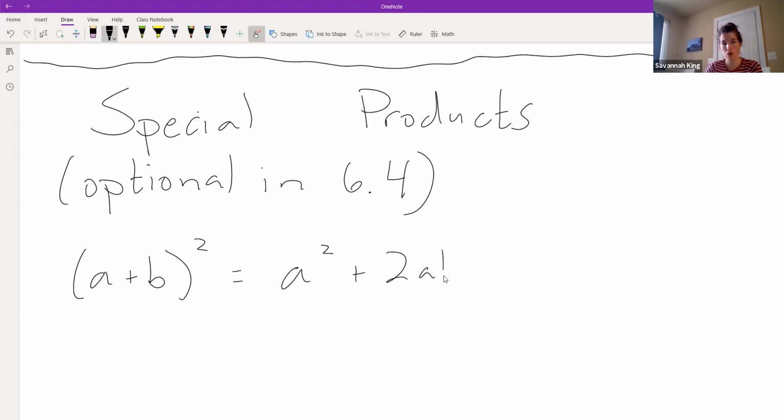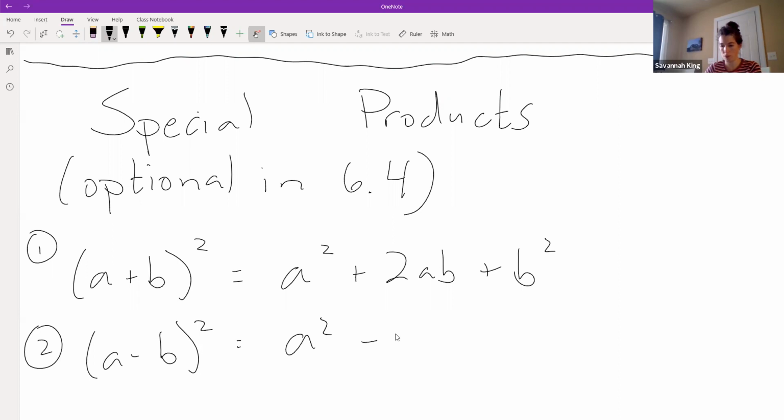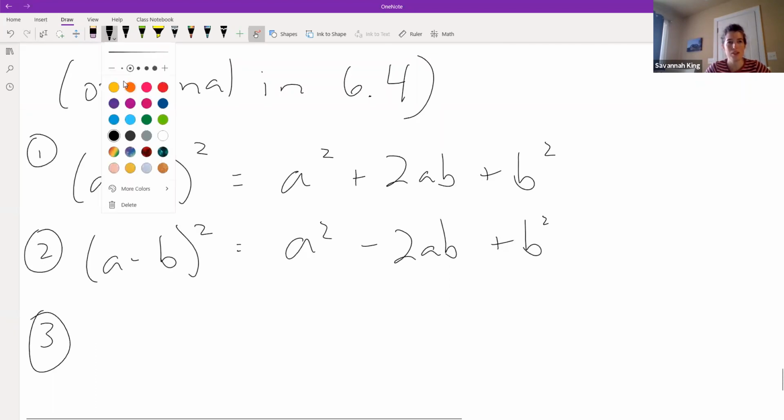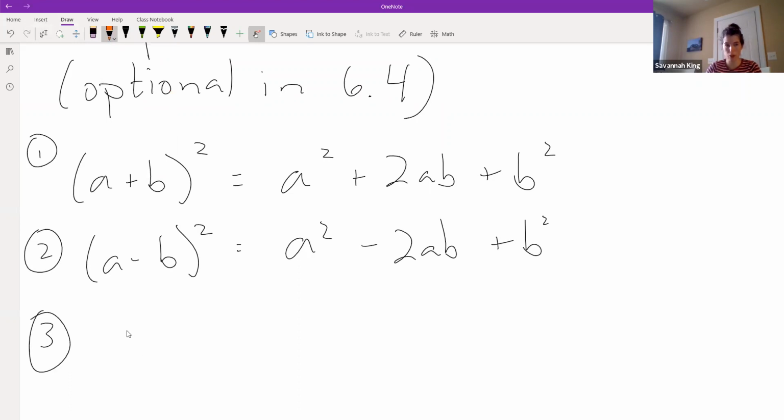If you happen to notice that what you're being asked to multiply fits one of the following formats, you are welcome to have these things memorized and just whip it out without foiling, without distributing. And then this is the one that is at some point going to become not so optional.